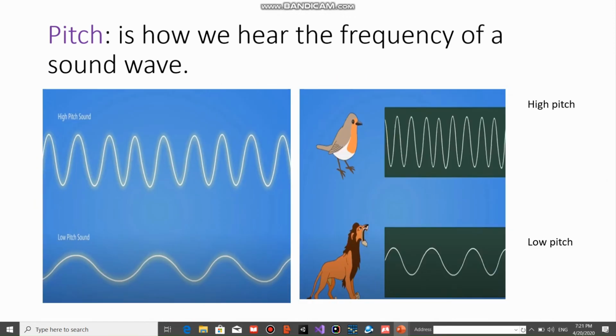Third one, pitch. Pitch is how we hear the frequency of a sound wave. So pitch depends on frequency. If you can see the sound of this bird, if you can see shorter wavelength than the other and high frequency, so it's high pitch. Also this one, high frequency, high pitch. Second one, the sound of lion is low pitch, low frequency, and low pitch.